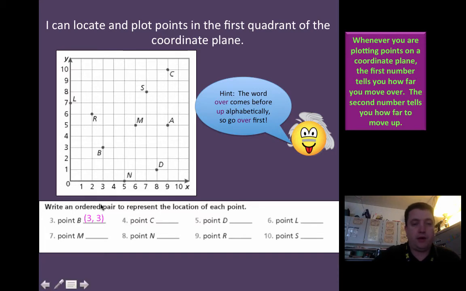Our second ordered pair, we need to go to point C. Remembering that I'm going to come over first to the line where C is, that's going to be 9. And then I would go up to line 10 to find it.